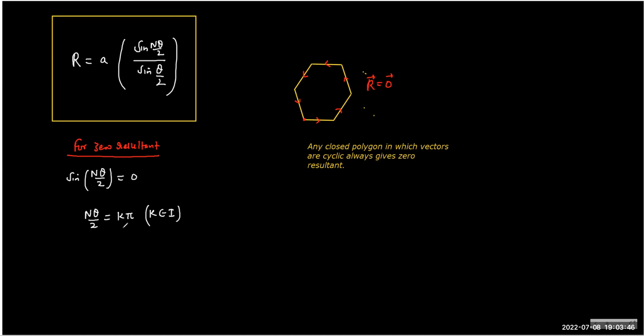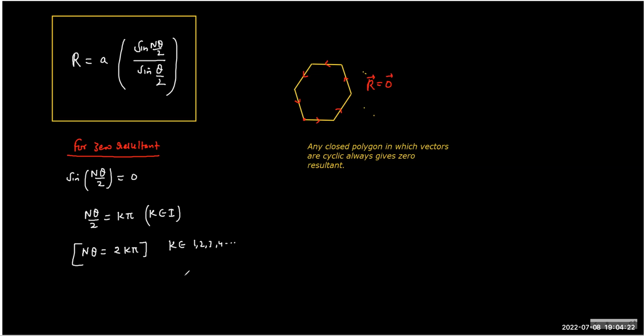Any integral multiple of pi will give you 0 resultant, which gives you the relation that n theta equals k pi. So k can be 1, 2, 3. If you add all the angles and see that it is 2 pi or 4 pi or 6 pi or 8 pi, you can say for sure that this will give you 0 resultant. Are you getting the point I'm trying to convey?